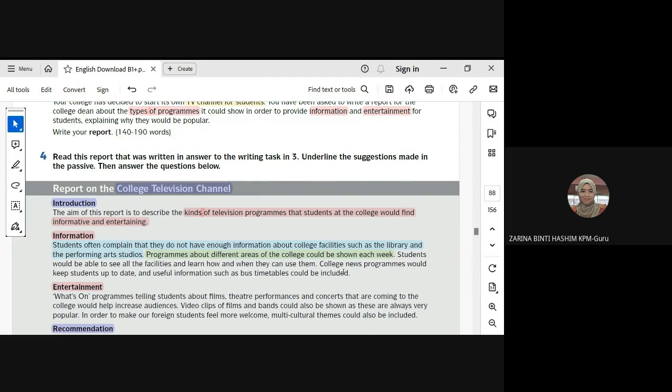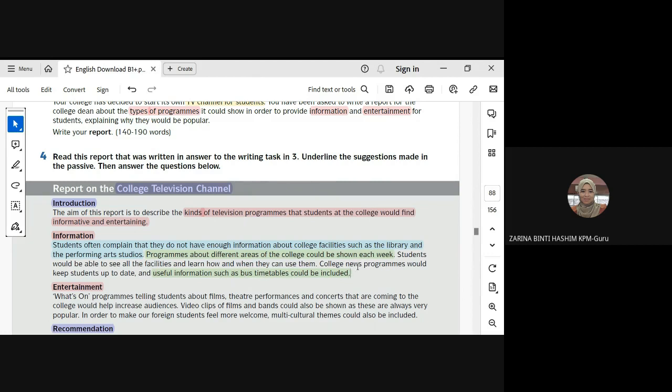The second suggestion is a college news program. Now they want to give a suggestion on having news. To give in the TV channel, they must have a news program. It will keep students up to date and useful. Useful information such as bus timetable could also be included. So this will be another suggestion. That means you need to have what time the bus comes to fetch students from the school. So the bus timetable could be included.